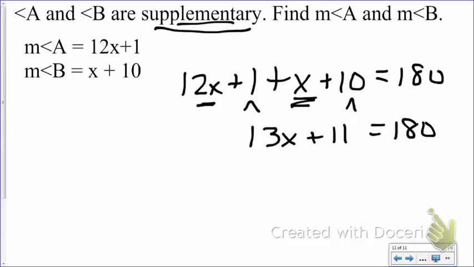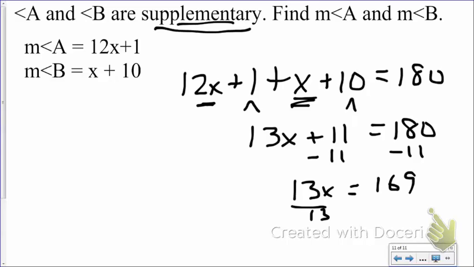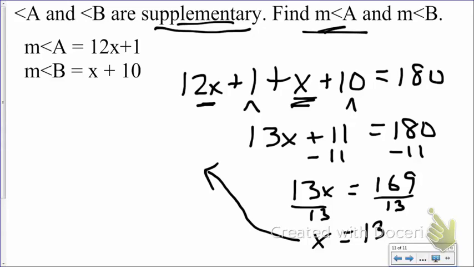Now I've got a simple two-step algebra problem. If I subtract 11, I'll have 13x equals 169, and then if I divide by 13, I end up with x equals 13, because 13 times 13 is 169. So I'm not quite done yet, because now I'm going to take that 13, because remember the question said find the measure of angle A and find the measure of angle B.